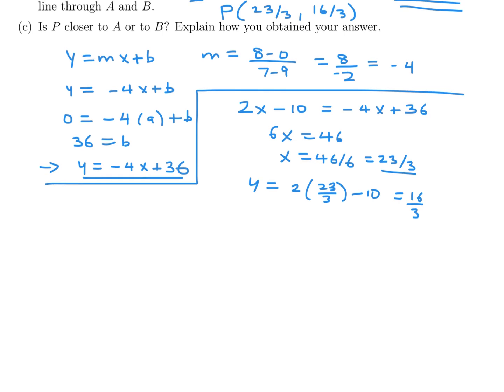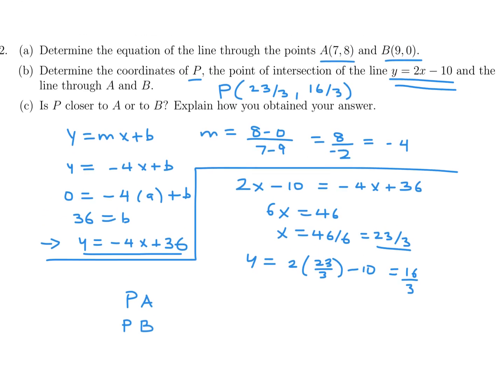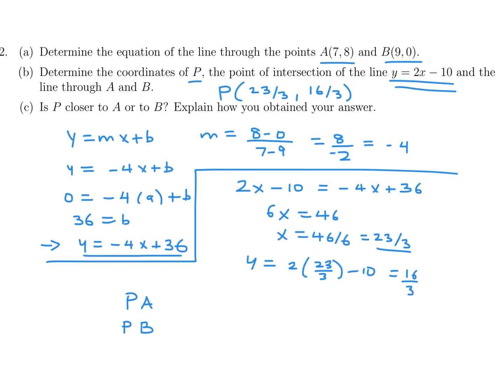Is P closer to A or to B? Explain your answer. So if I can calculate the distance PA and then calculate the distance PB, whichever is shorter, that will be the answer. So P will be closer to whichever is shorter. So to figure out the distances, that's pretty straightforward, right? Because we have A and B right up here. So A is 7, 8, B is 9, 0, and P is 23 over 3 and 16 over 3.